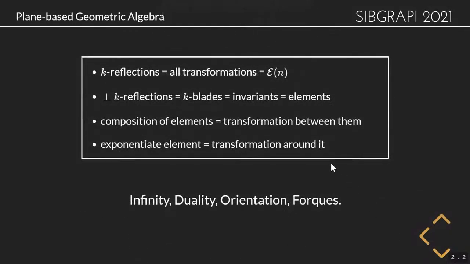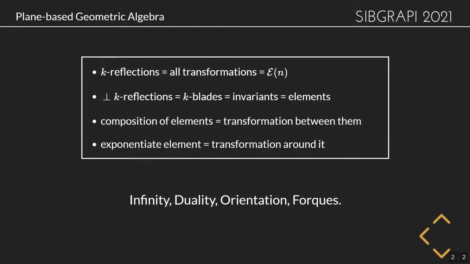Let's start with a small recap of what we've been doing up to now. So we've been looking at the Euclidean group, all of the distance-preserving transformations, as the set of all K-reflections. We've seen that orthogonal K-reflections, also known as K-blades, are the invariants of those transformations and are ideal to represent our points, lines, planes, the elements of Euclidean geometry. We've also seen that we can compose these elements to get transformations between them. Product of two points gave a translation, a product of two planes gives a rotation or a translation, and so on. And we've seen that we can exponentiate these elements, take them to arbitrary powers.